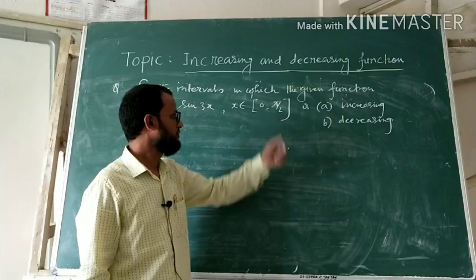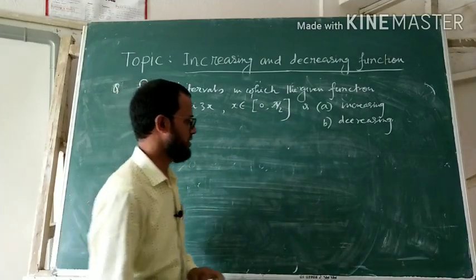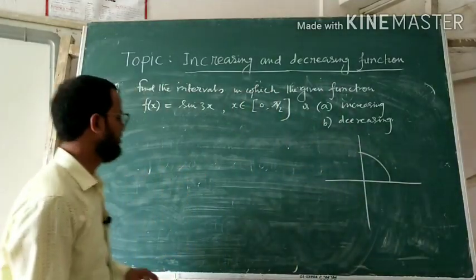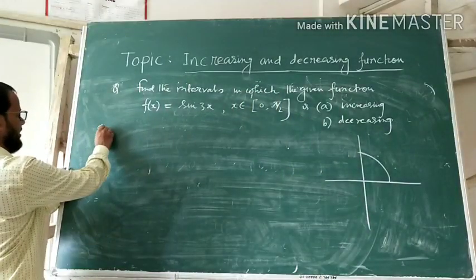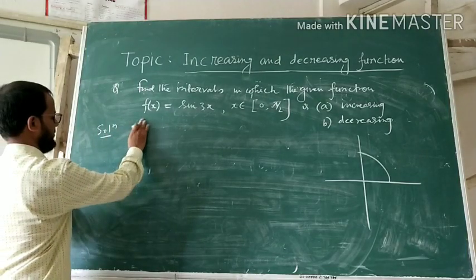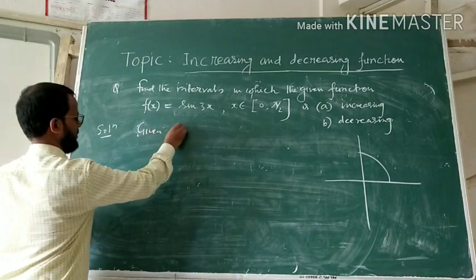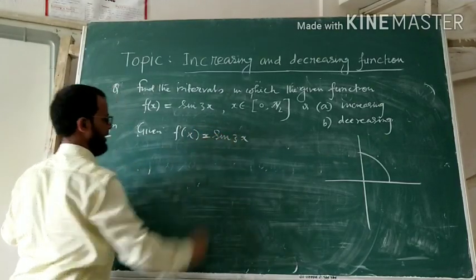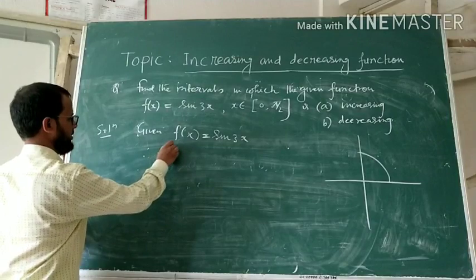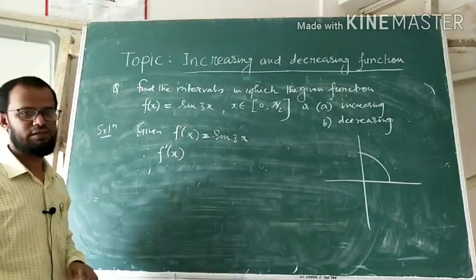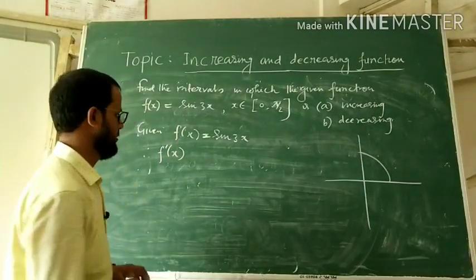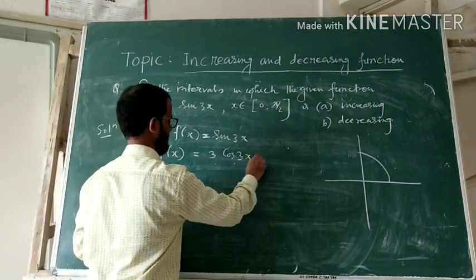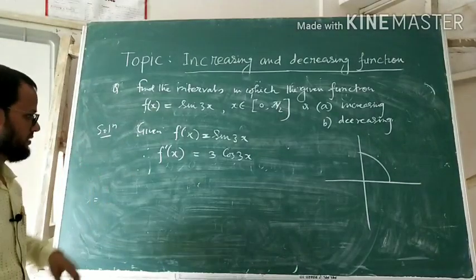Okay. Now, what is your domain? The domain of the function is the first quadrant. So let us find f dash x, given fx equal to sin 3x. What will be f dash x? We know that d/dx of sin mx equals m into cos mx. Here m is 3, so 3 into cos 3x. This is your f dash x.